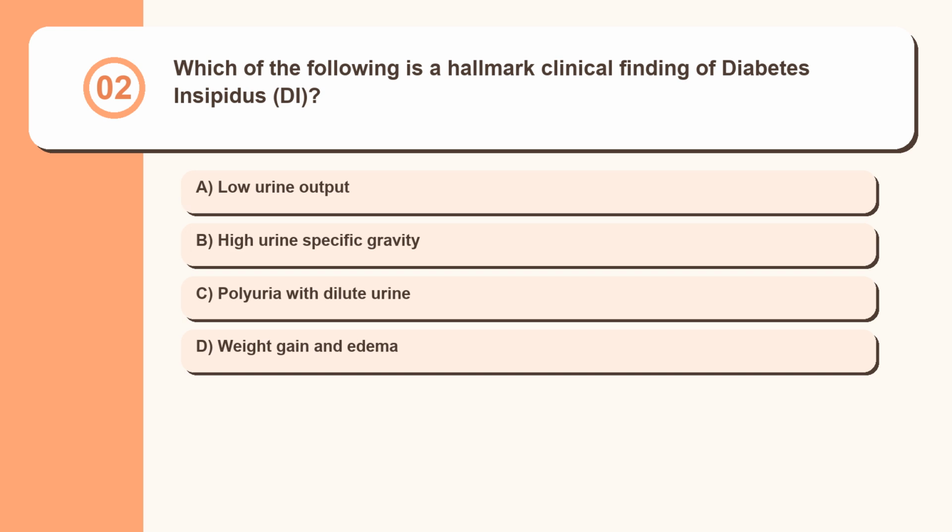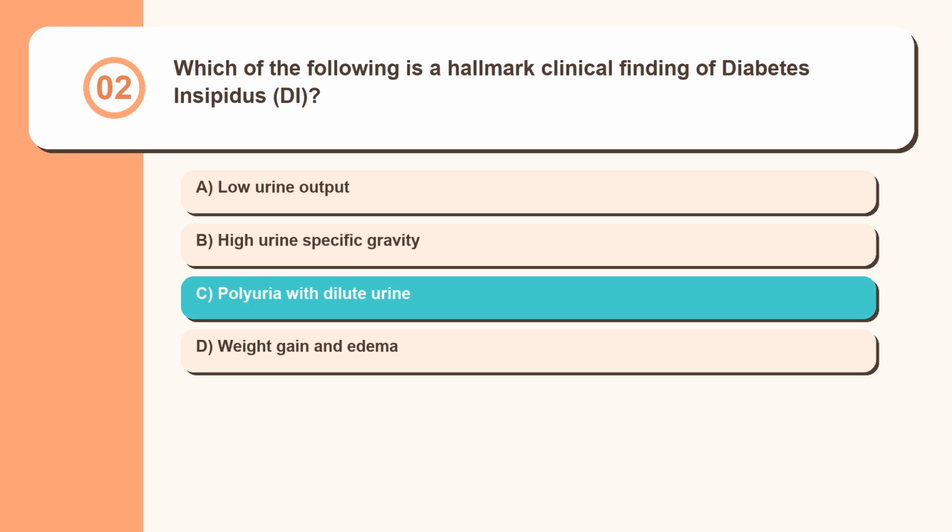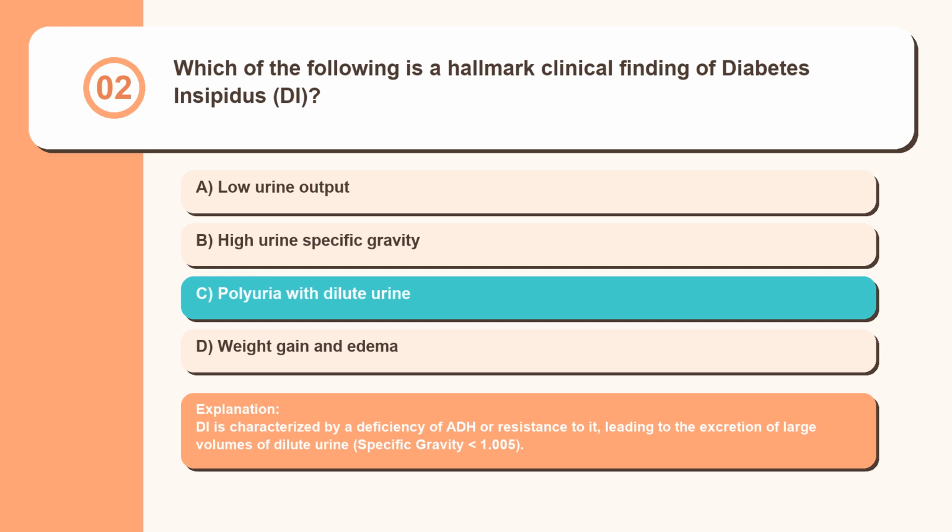Question 2. Which of the following is a hallmark clinical finding of diabetes insipidus? D. Low urine output, high urine-specific gravity, polyuria with dilute urine, weight gain and edema. DI is characterized by a deficiency of ADH or resistance to it, leading to the excretion of large volumes of dilute urine, specific gravity 1.005.